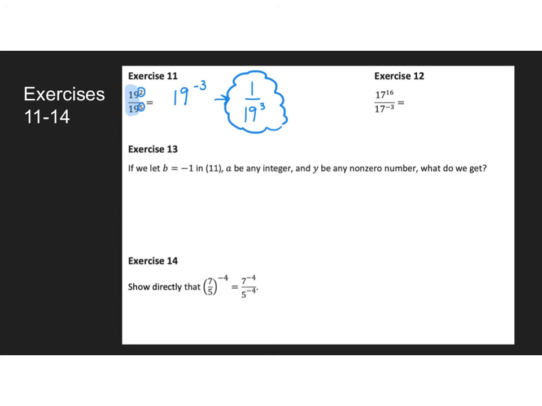For exercise 12, I want you to try this one. Again, we are dividing. We have the same base. So you're going to keep that base, and then you're going to subtract your exponents. Tell me what you get.